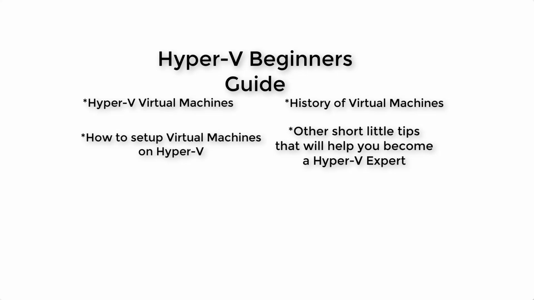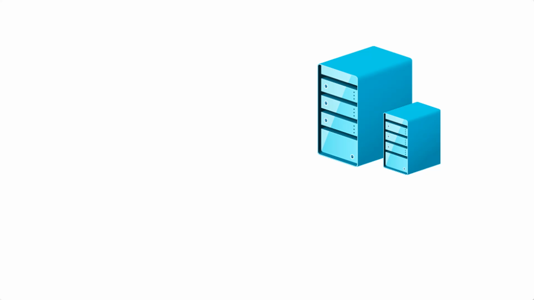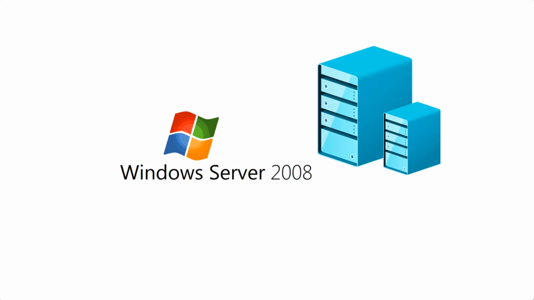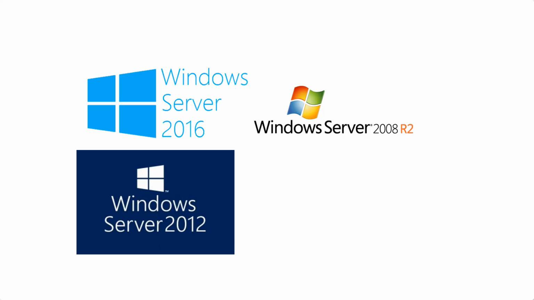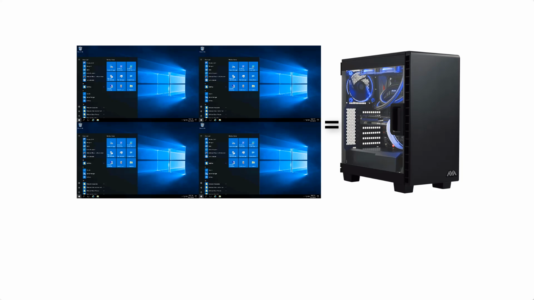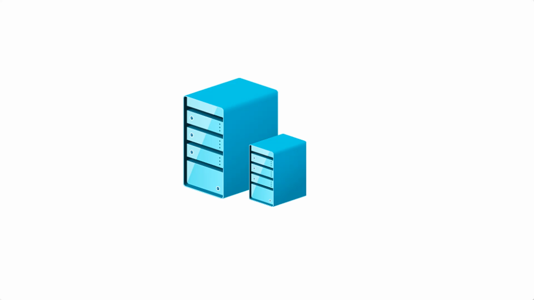Now, one of the questions that may pop up in your head while watching this video is, what is Hyper-V? Well, Hyper-V is a virtualization product made by Microsoft in 2008, and they continue to make new Hyper-V operating systems like Windows Server 2008 R2, Windows Server 2012, and Windows Server 2016, etc. It allows you to make virtual machines with only one computer. But then another question may pop inside of your head, and that question is, what are virtual machines and virtualization? Well, the best way to explain it is to go back in time when virtual machines weren't really a thing.